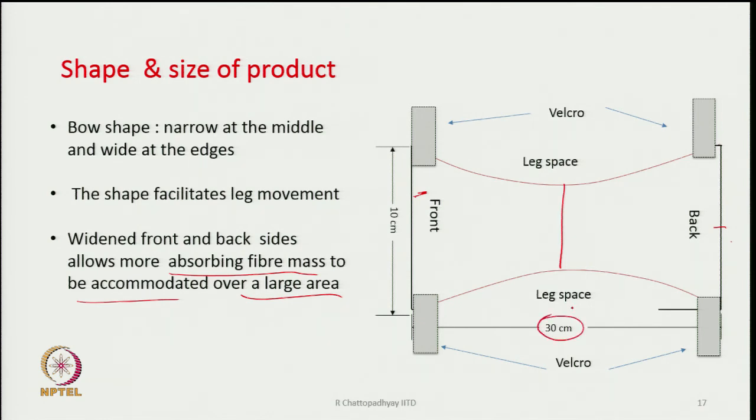The typical size of a structure is shown here. Typically, the length is 30 centimeter and the width is 10 centimeter. This is the typical diaper of a baby, not for an adult, for a child. This is the typical size.